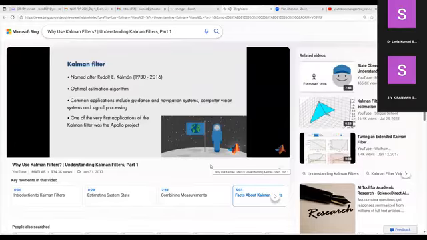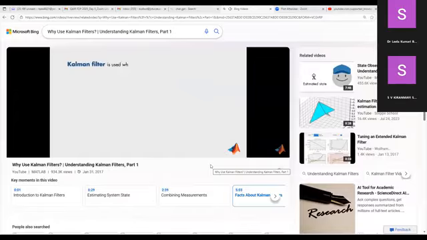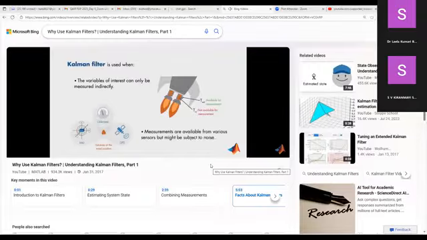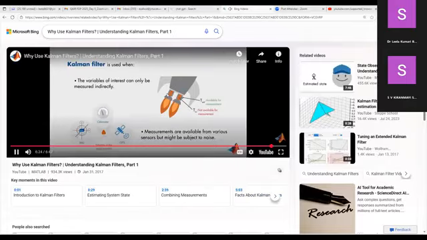Let's summarize what we've seen in this video. Kalman filters are used to optimally estimate the variables of interest when they can't be measured directly, but an indirect measurement is available. They are also used to find the best estimate of states by combining measurements from various sensors in the presence of noise. In the next videos, we'll cover what common filters are.